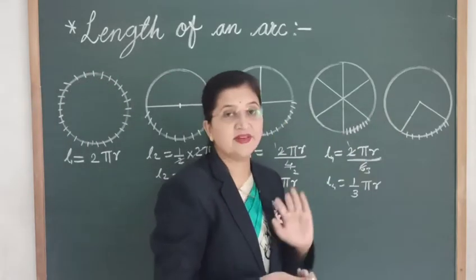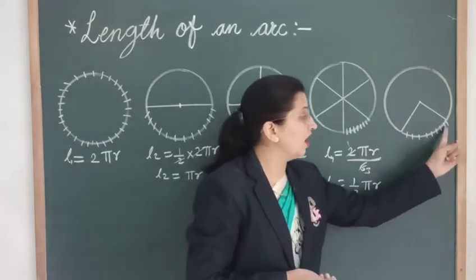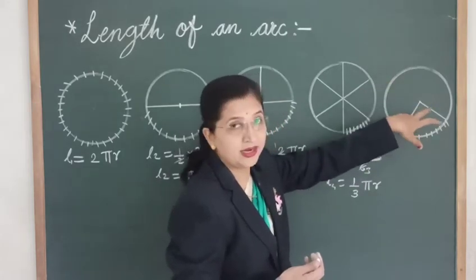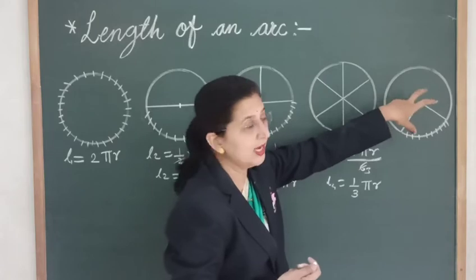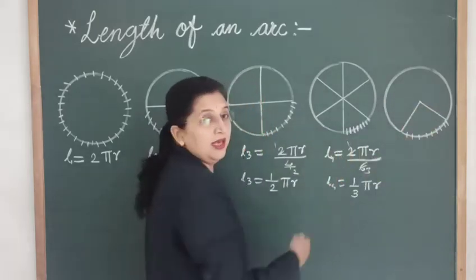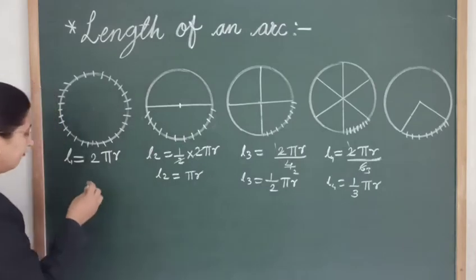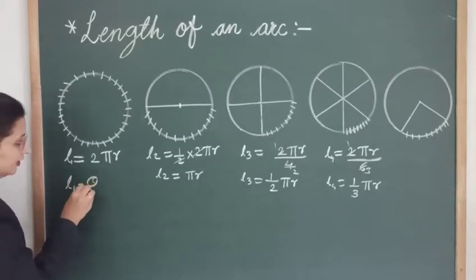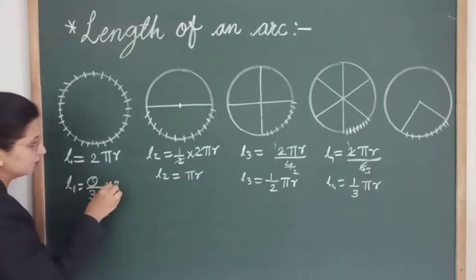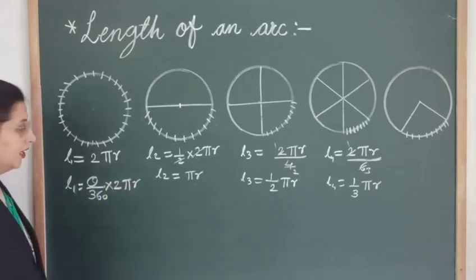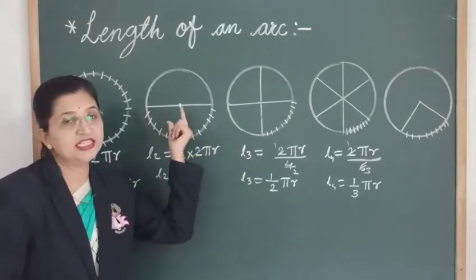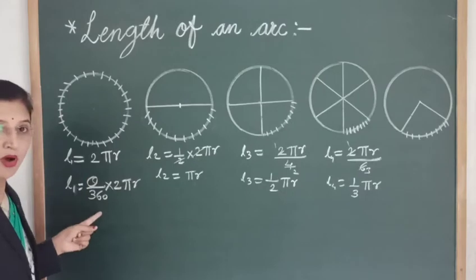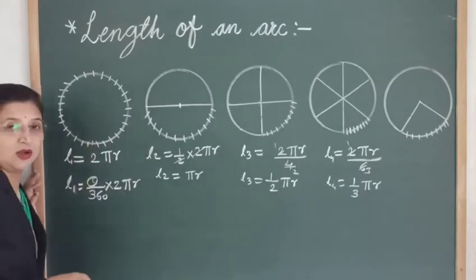Now this is when the circle gets divided into given equal parts. But if the figure is given like this and we are asked to find the length of this arc, how can we find it? Here we don't know what equal part of the circle this is, so we cannot write it that way. In this case, each length is equal to theta upon 360 into 2 pi r. In each figure we multiply 2 pi r by the ratio theta upon 360.